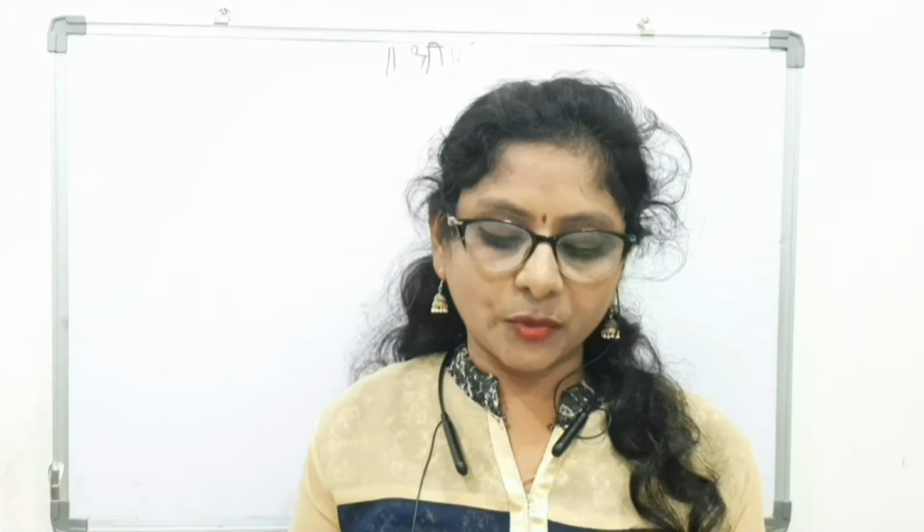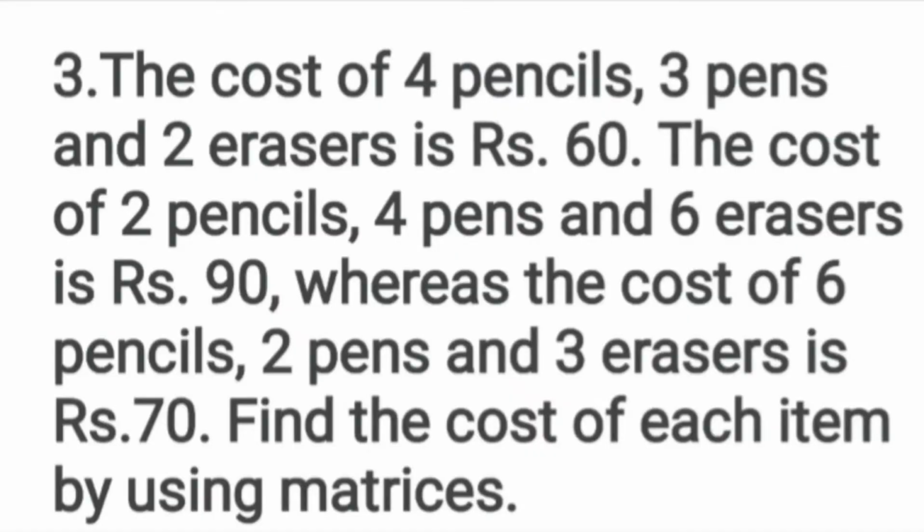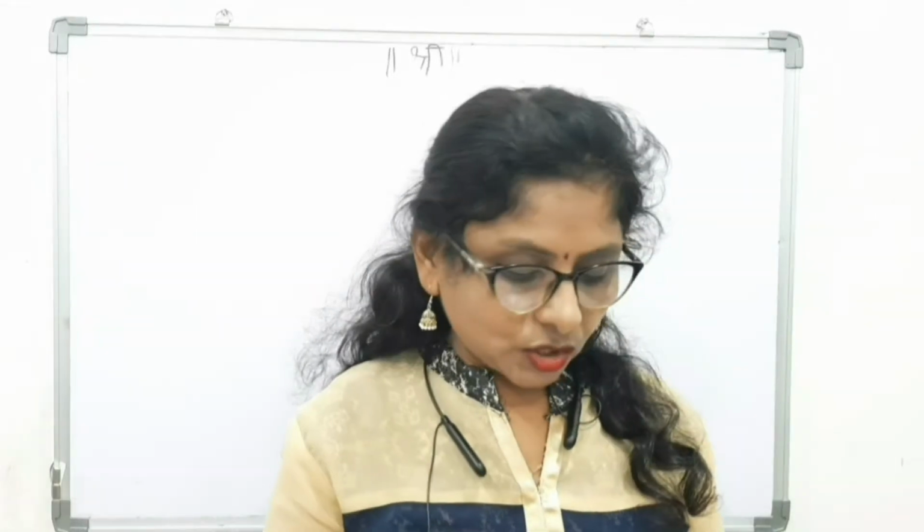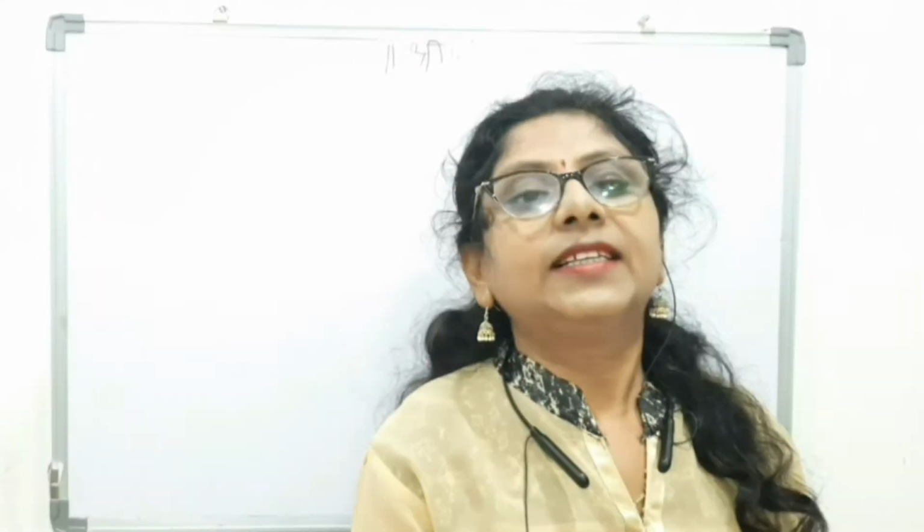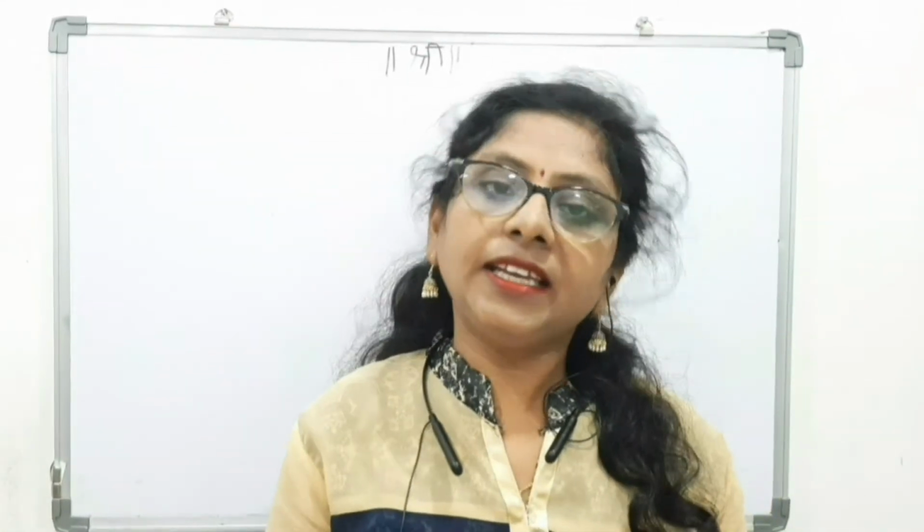The cost of 4 pencils, 3 pens and 2 erasers is rupees 60. The cost of 2 pencils, 4 pens and 6 erasers is rupees 90, whereas the cost of 6 pencils, 2 pens and 3 erasers is rupees 70. Find the cost of each item by using matrices. Okay, so first we will convert these sentences into linear equations.